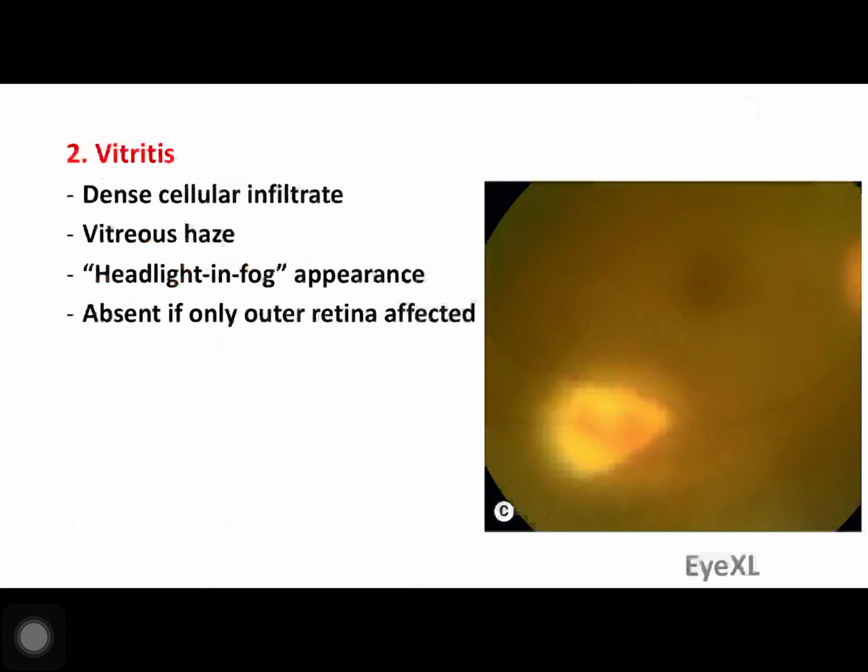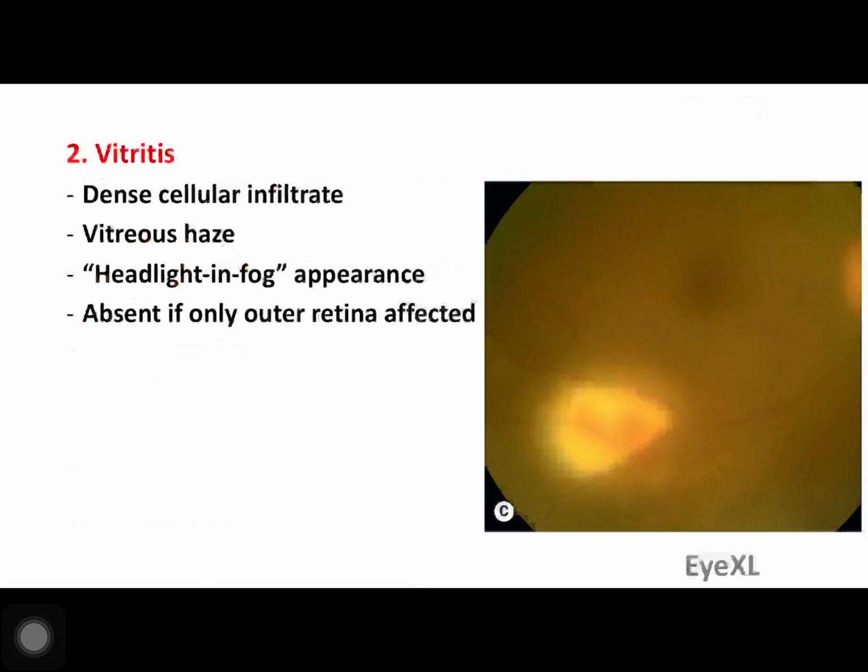The next lesion is vitritis. Vitritis basically means the vitreous is now also undergoing inflammation. There is a dense cellular infiltrate, and because of the inflammation the vitreous loses its transparent appearance. It becomes hazy. And when you see the retinochoroiditis through such a vitritis, it gives you a headlight in fog appearance. The headlight that you see is actually the retinal lesion, and the fog is because of the vitritis. So it appears as though you're looking at a headlight through fog. One of the most classical features in ophthalmology.